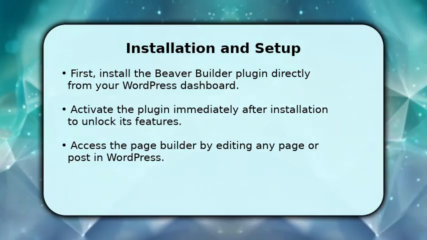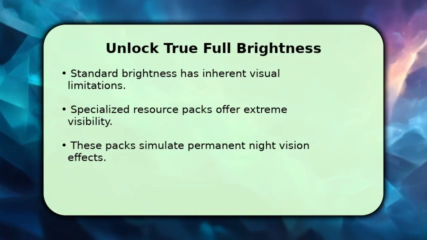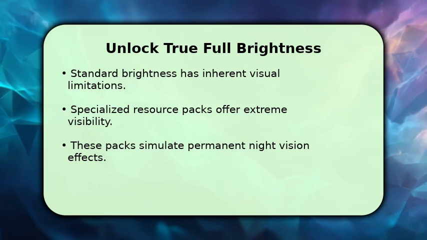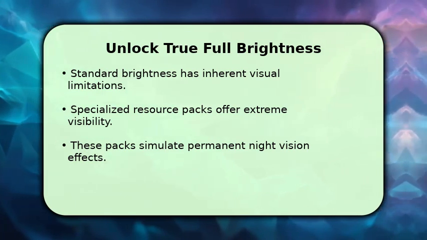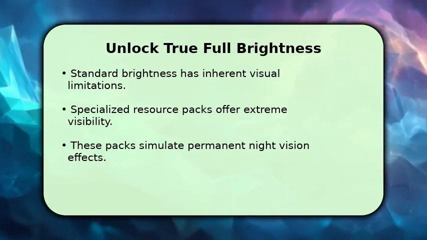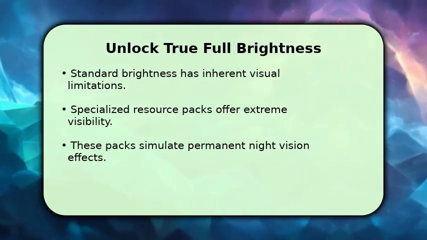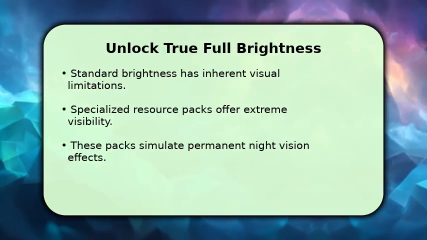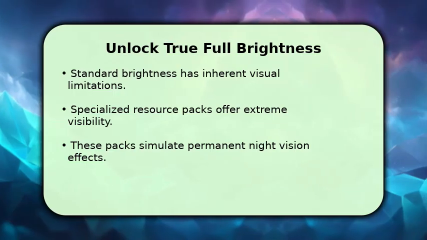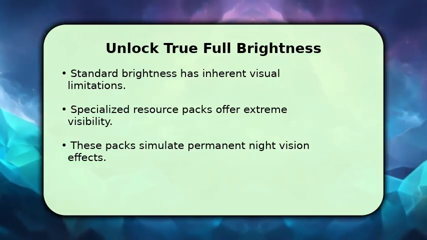While maximizing the in-game brightness helps, it still has limits. To achieve truly high gamma, often called full bright, you need to utilize a specialized resource pack. These packs are designed to override the game's default darkness, making all areas appear fully lit. This provides an unparalleled level of visibility, similar to having a permanent night vision effect without any potion or command.